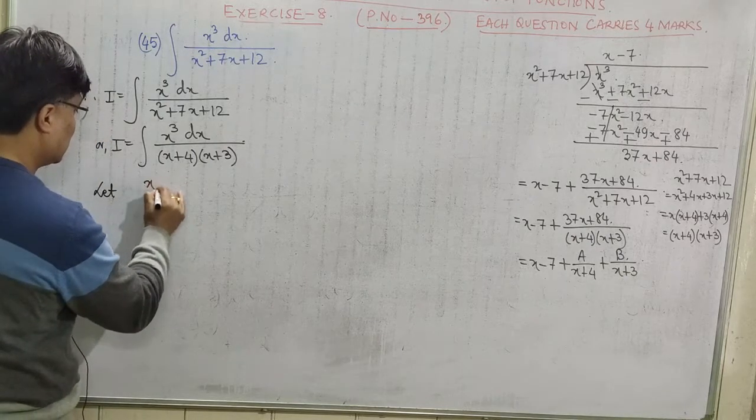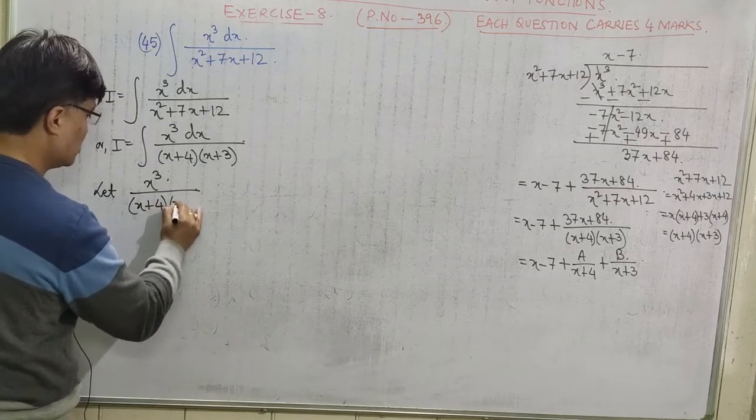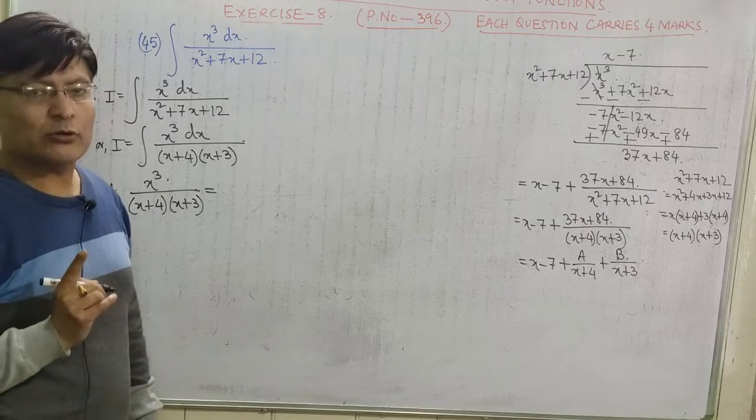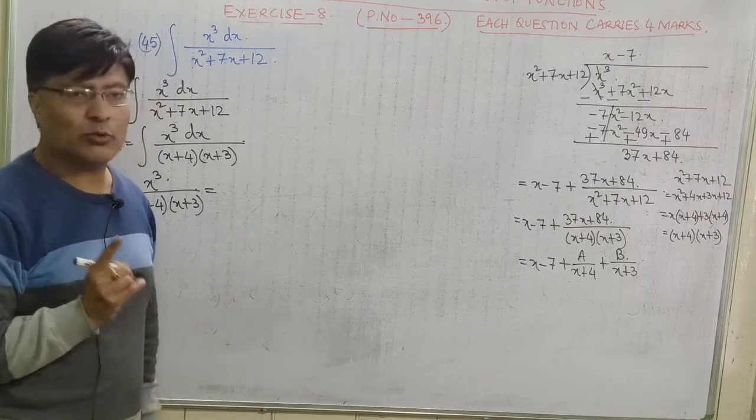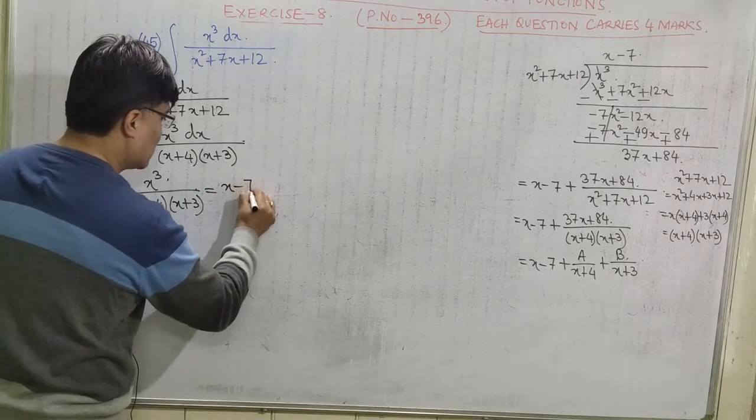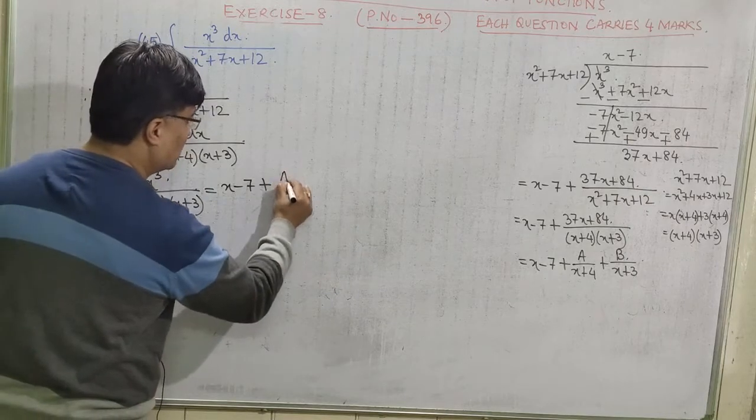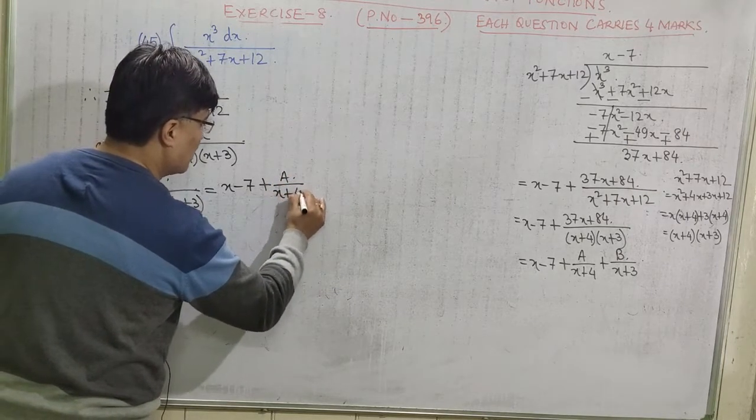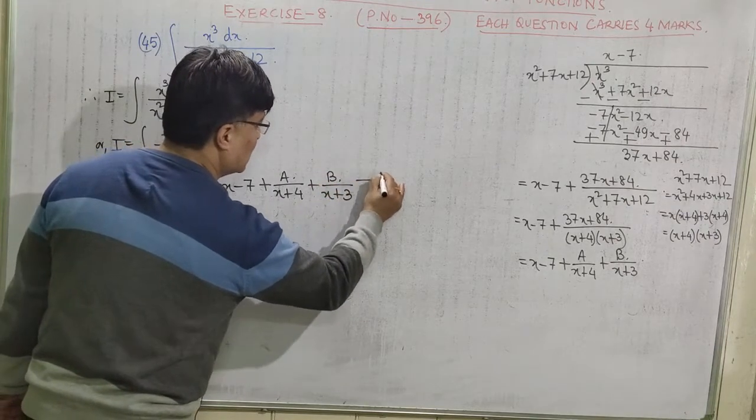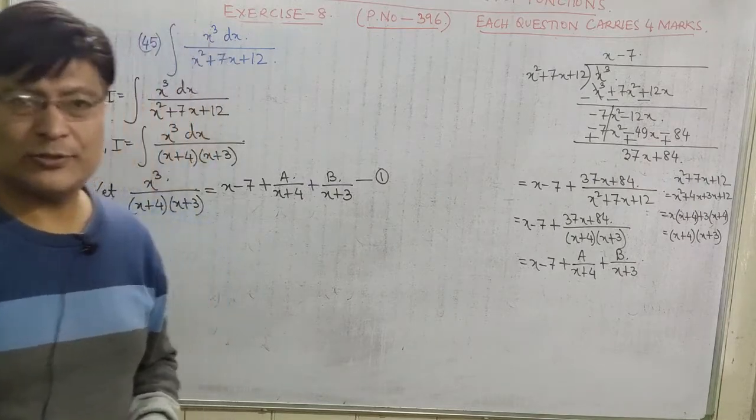So let x cube divided by x plus 4 into x plus 3 be equal to, first of all, you have to write down the quotient. Don't forget to write down the quotient first. What is the quotient here? x minus 7. x minus 7 plus, now write down the partial fractions. That is A upon x plus 4 plus B upon x plus 3. So this is number 1. So I hope you have understood it.